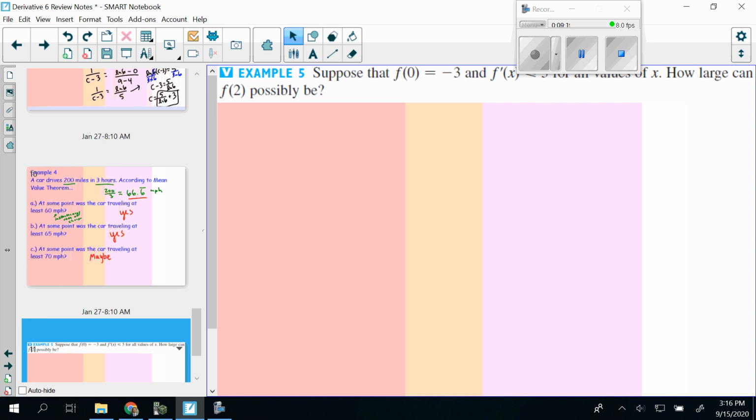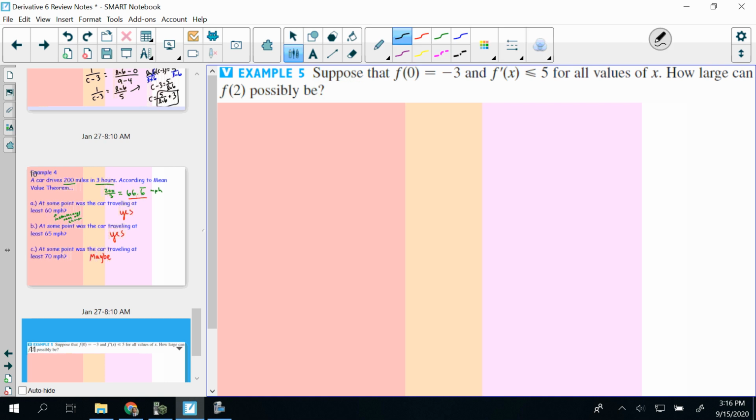All right, one last problem here looking at the mean value theorem. Suppose that f of 0 is equal to -3, and the derivative is less than 5 for all values of x. How large can f of 2 possibly be? If you see problems where they talk about slope and endpoints, good chance this is still a mean value theorem question. So let's write out the mean value theorem again. It's that the derivative at c equals f of b minus f of a over b minus a.